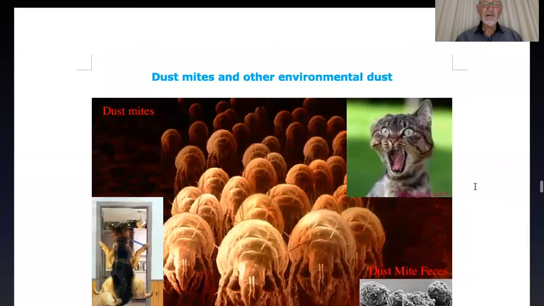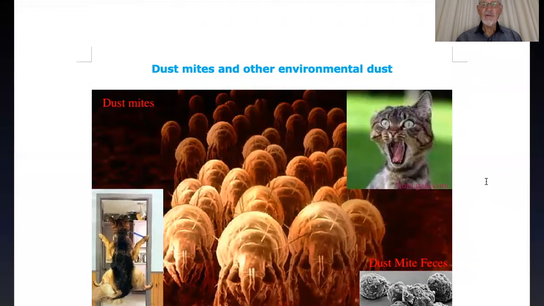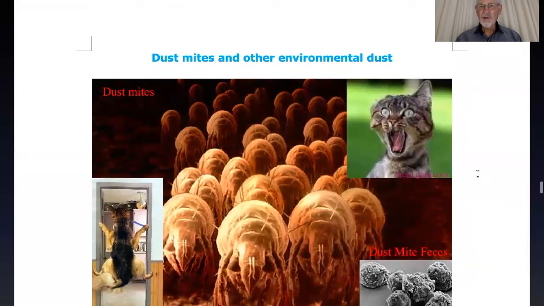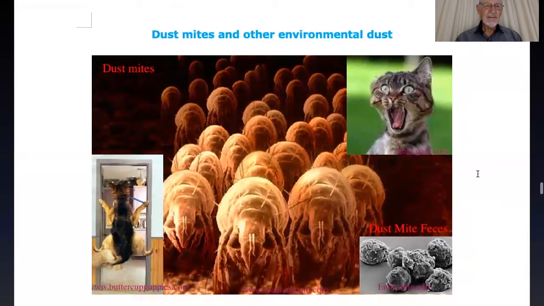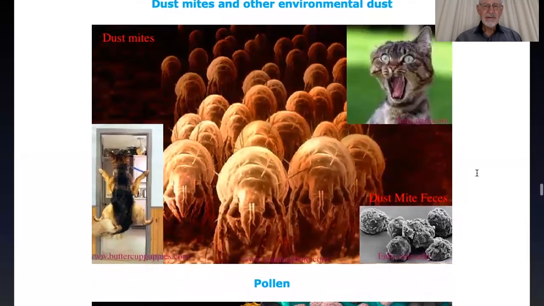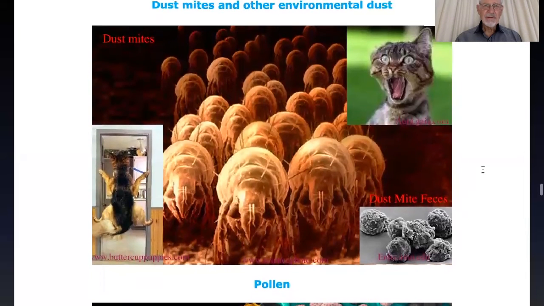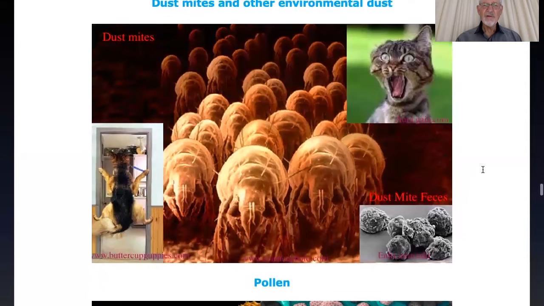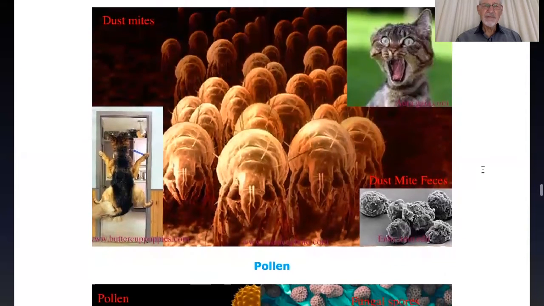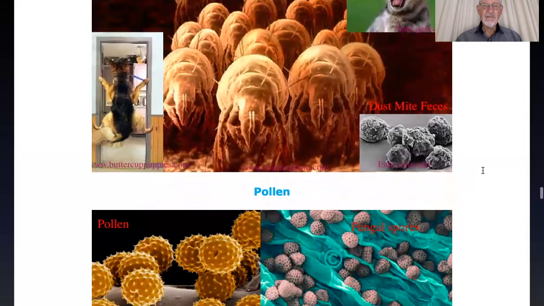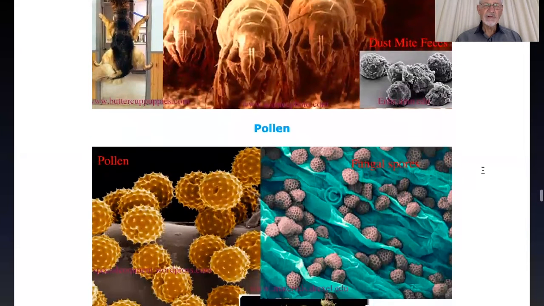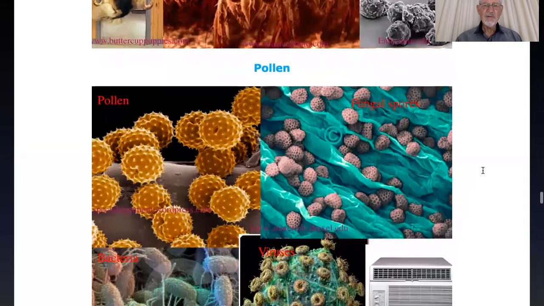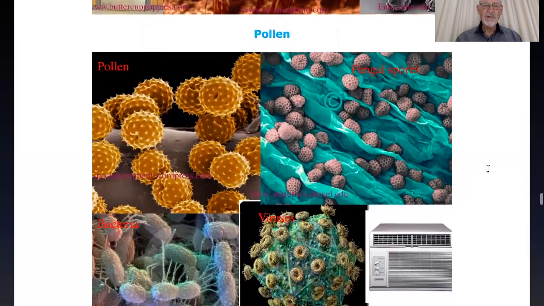And there are some of the other little nasties: dust mites, animal fur, dog fur, cat fur. You'll see advertisements on the television about how you should be cleaning your mattresses and carpets and so on to get rid of these little beggars. And then some people are quite allergic to pollen, and there are some examples there. And of course, we all know about viruses.